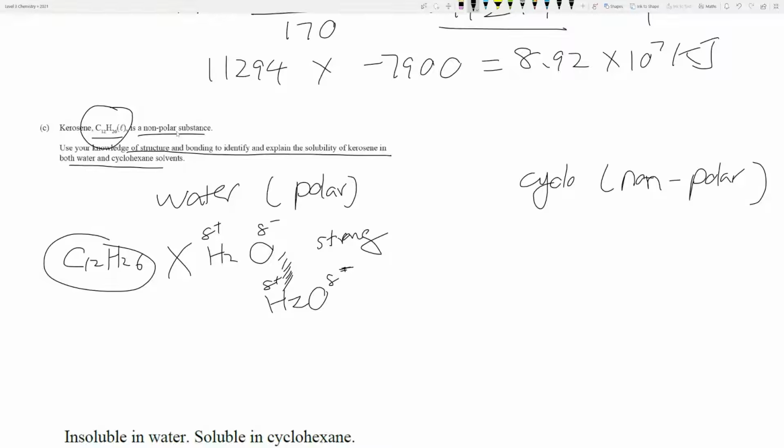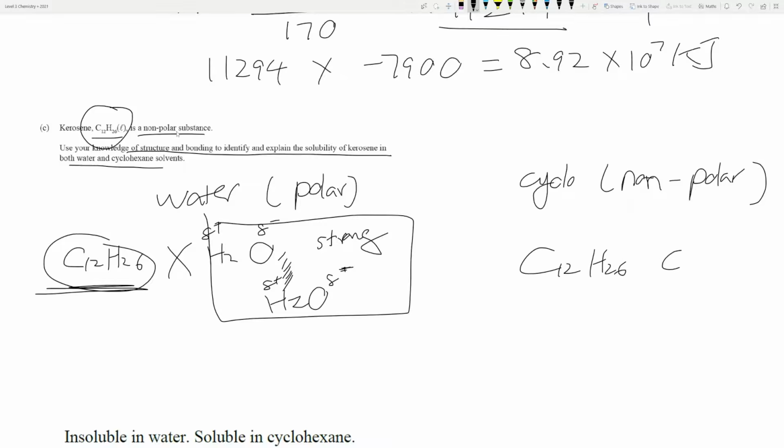How you could explain it, obviously I have the answer underneath, is just talk about the existing force of attraction being already very strong, and then with the C12H26, the new force of attraction that could happen is not strong enough to overcome the existing one, so it doesn't do anything.